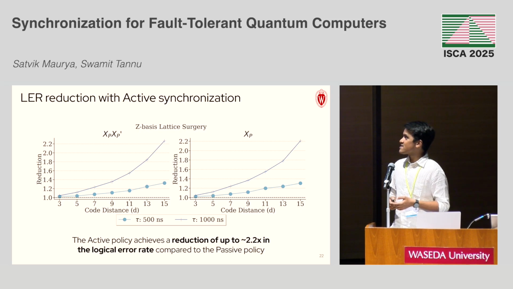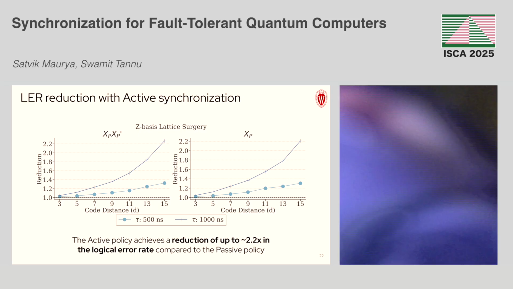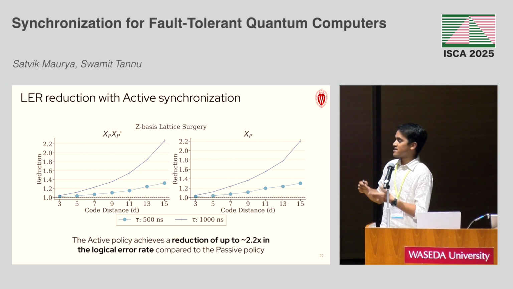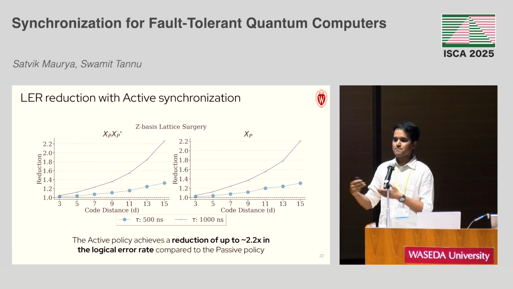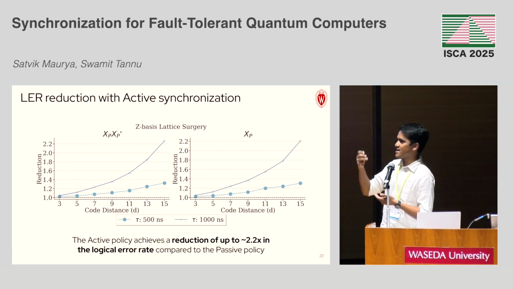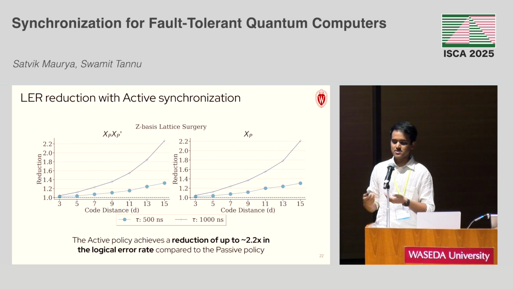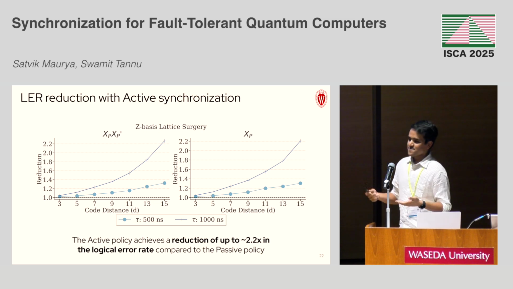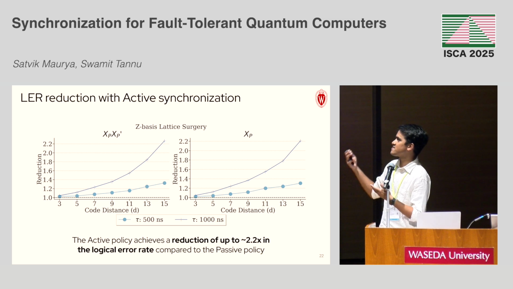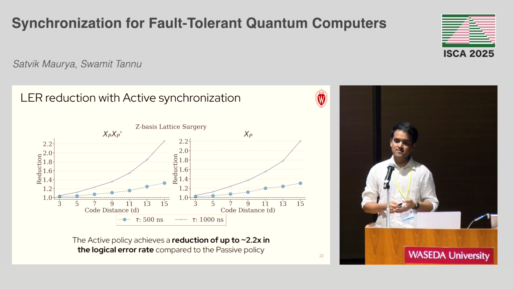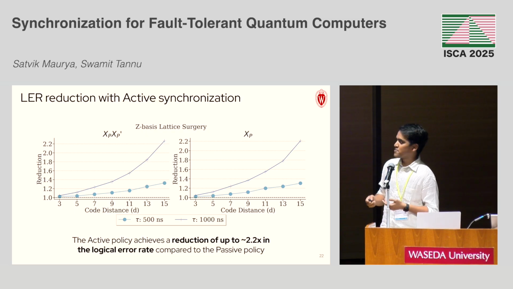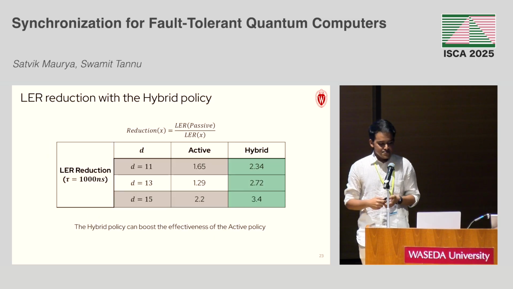So the first set of results I have is the reduction in the logical error rate by using the active synchronization policy compared to the passive synchronization policy. The y-axis is basically the ratio of the logical error rates of the passive policy divided by the active policy. And on the x-axis are the different code distances over which we perform lattice surgery. For a distance 15 surface code patch, we see a reduction of up to 2.2x. So this is great. But we can further improve this if we use the hybrid synchronization policy.